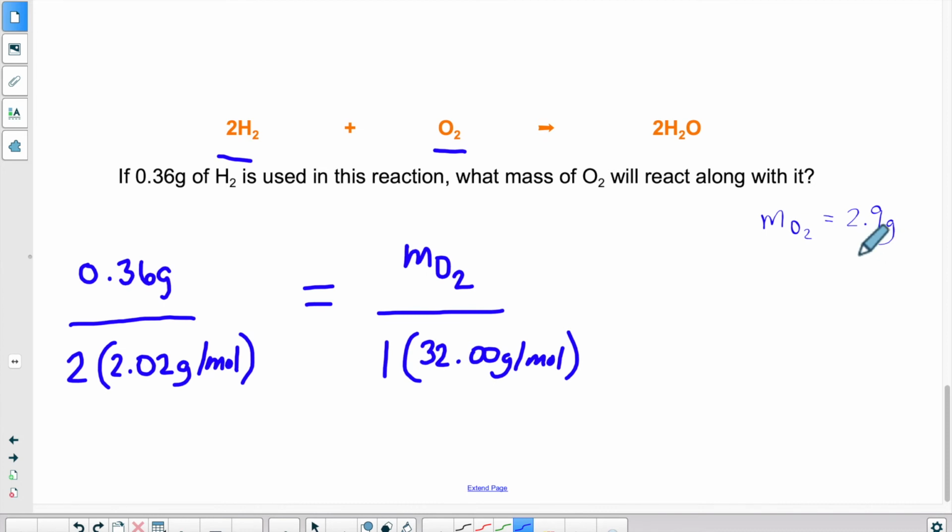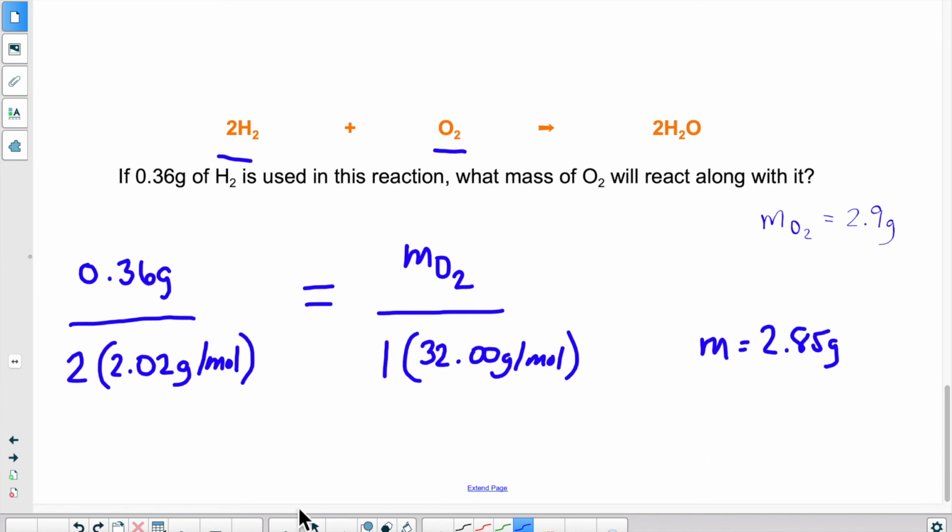Again, two significant figures. Why? Because this is my smallest or shortest number. It's 0.36 grams with two significant figures. So my final answer should have two significant figures. In reality, if you do the calculation, the mass is 2.85 grams. But because we need two sig figs, we need to round this and keep only two sig figs. So because of the 5, this turns into a 9. Okay, so that's for the second example.